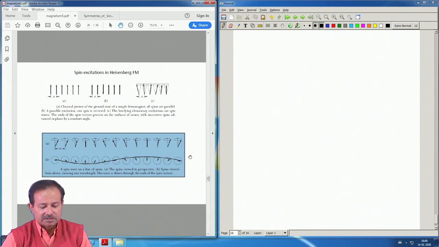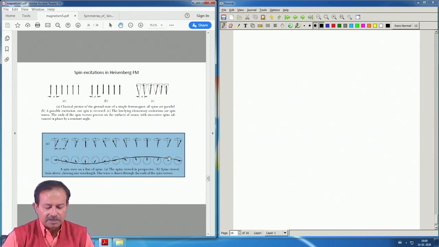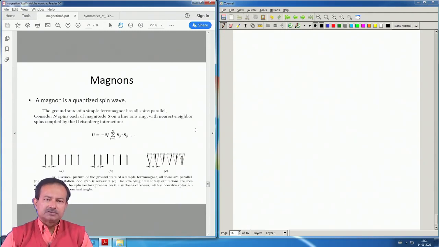It can be shown that as this wavelength becomes larger and larger, the angle between nearest neighbor spins becomes exceedingly small. Even classically, if you think of the energy as S1 S2 cos theta between two spins, then if theta is exceedingly small, your energy goes as theta square, since you can expand cos theta and get a theta square term, and that is very, very small if theta is small. These excitations, when they are quantized, are called Magnons.